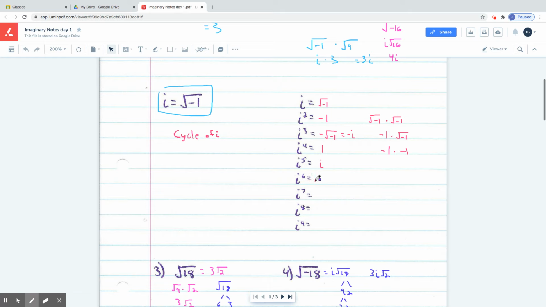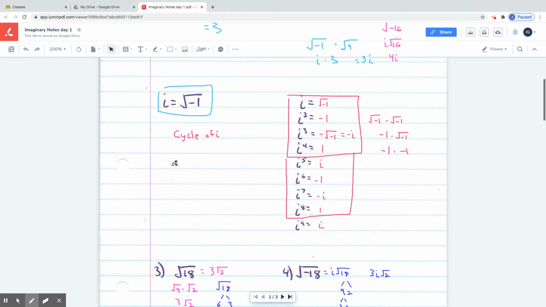I to the sixth would be negative 1. You can just trust me on this. I to the seventh would be negative I. I to the eighth would be 1. I to the ninth would be I. If you notice, every 4 has the same repeating pattern. All right. And that's what we call the cycle of I.